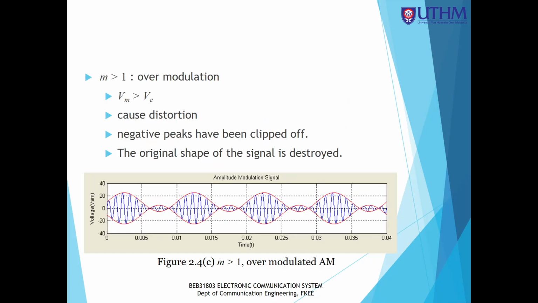And then the third type of AM modulation is when the modulation index is more than 1. Okay, more than 100%. So that means the peak amplitude of the input message is bigger than the peak amplitude of the carrier. So this will cause distortion. The negative peaks of the waveform will be clipped off. The original shape of the signal will be destroyed.